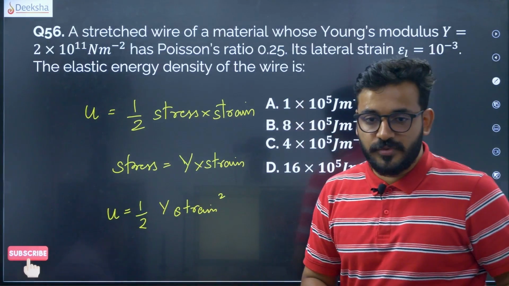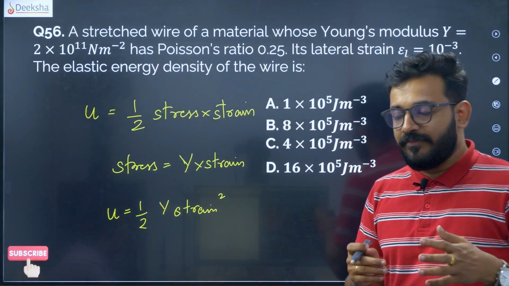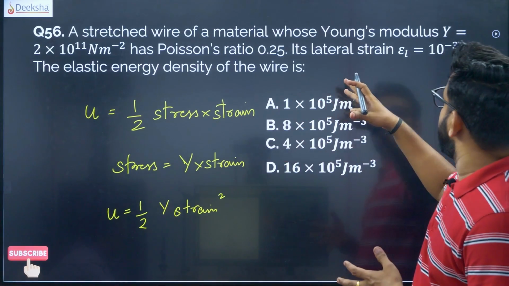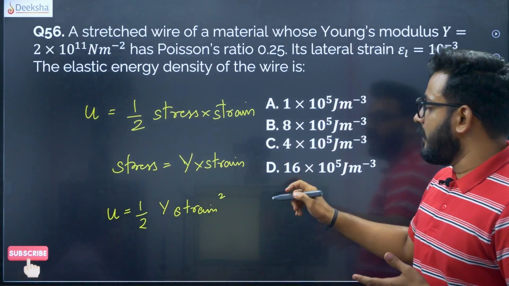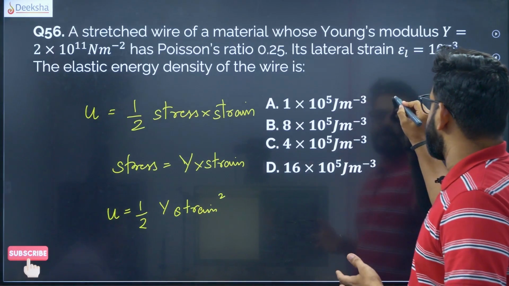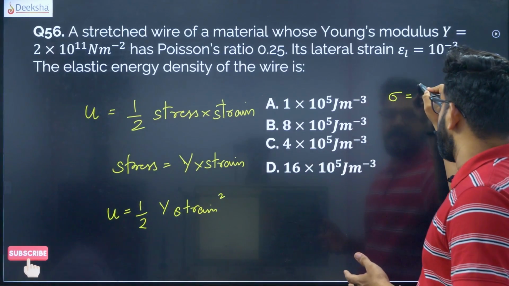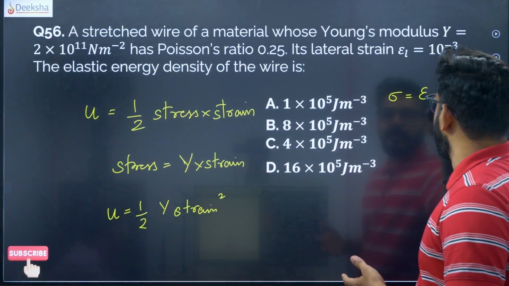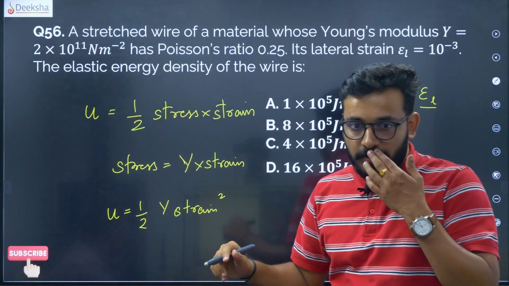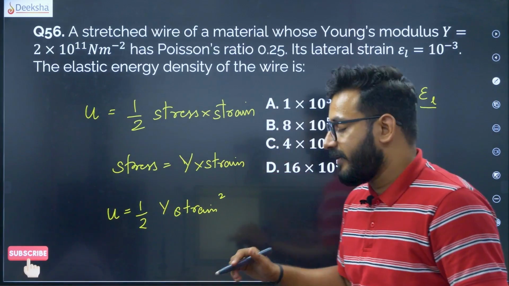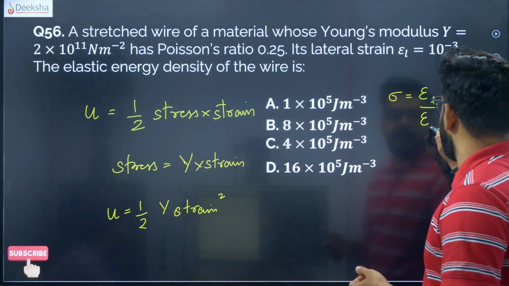Okay, half into strain square. So substituting all the given values, that is Poisson's ratio and the lateral strain are given. Poisson's ratio is given as the lateral strain divided by the longitudinal strain.